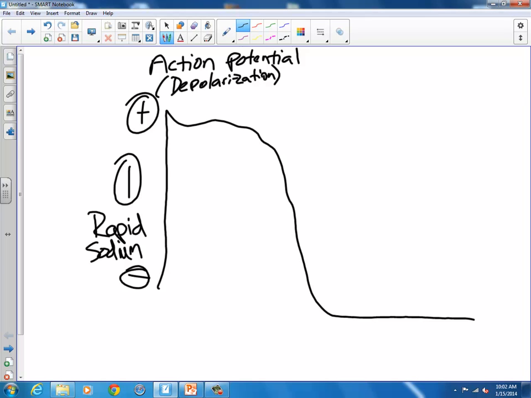When something is polarized, that means what? Alright, so it has a positive and a negative charge. Positive on the outside, negative on the inside. When it is depolarized, depolarizing means that that charge has changed. Alright? So the inside of a cardiac cell is depolarized when it goes from a negative charge to a positive charge.